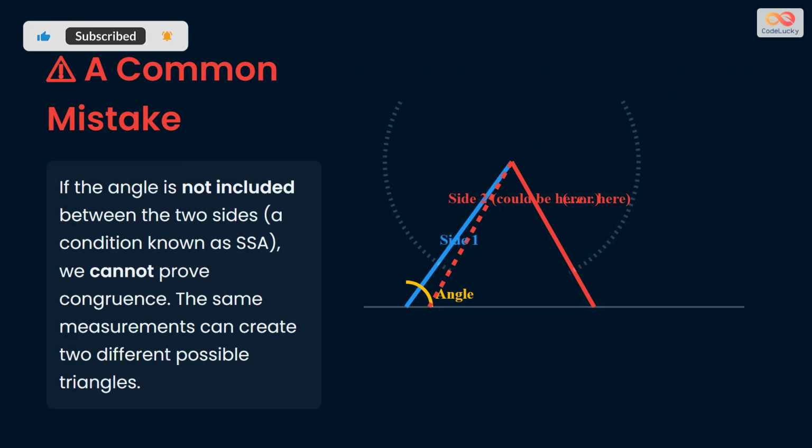Be careful of a common trap. If the angle is not between the two sides, the rule doesn't work. This situation is sometimes called side-side-angle, or SSA. As you can see, these measurements can sometimes create two very different triangles, so we cannot use it to prove congruence.